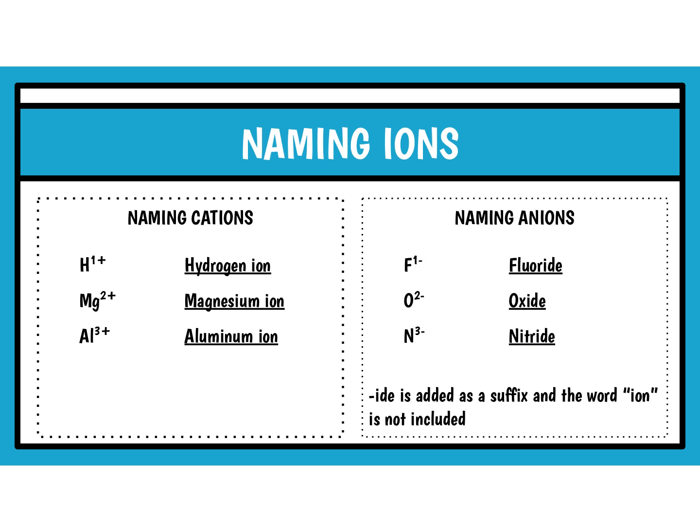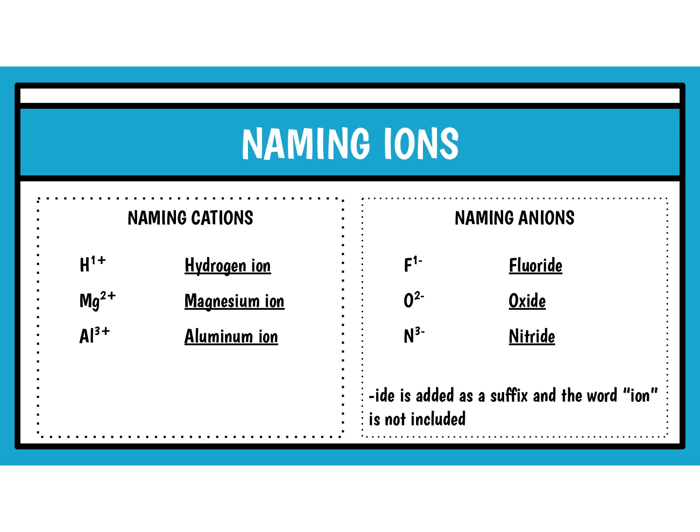Notice how all of these end in IDE. We add this IDE suffix to the end of the word, and that replaces the word ion. So we wouldn't say a nitride ion, because "ide" already implies that we've made an ion here.